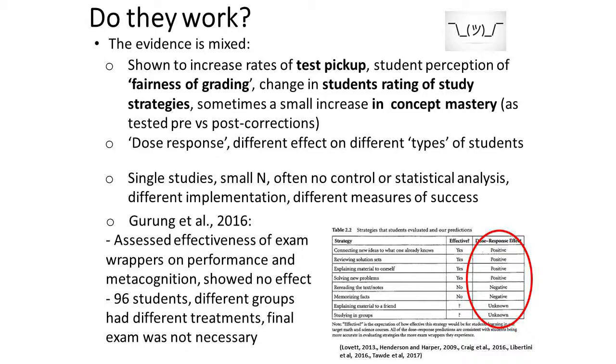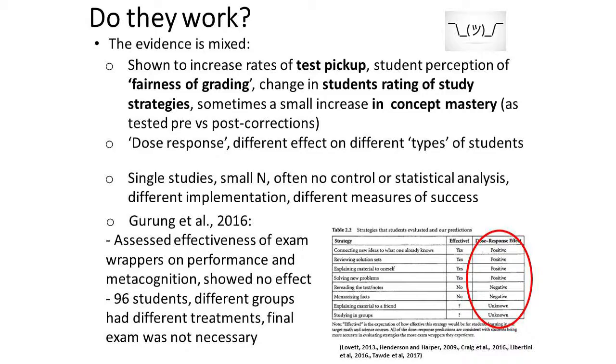The problem with a lot of these studies is that they're one study. The sample size is generally quite small. There's often no control and no statistical analysis to test for effect size or significance. There's also very different modes of implementation. So when you give the assignment, the type of assignment, it's just everything's different and then lumped under exam corrections or exam wrappers, right? Also, everybody has a different measure of success. So if you only increase rates of test pickup, is that success to you, right? Everybody has a different measure.